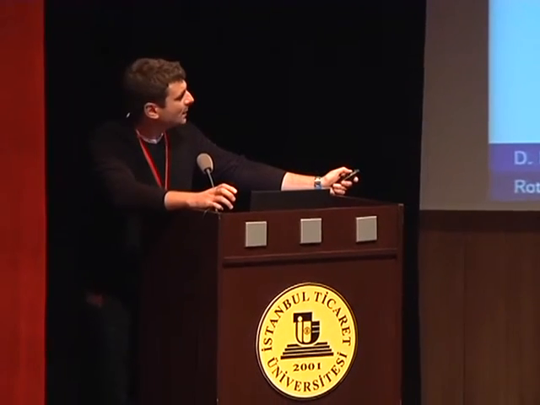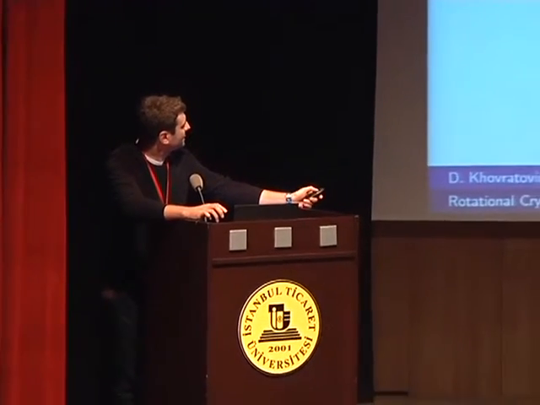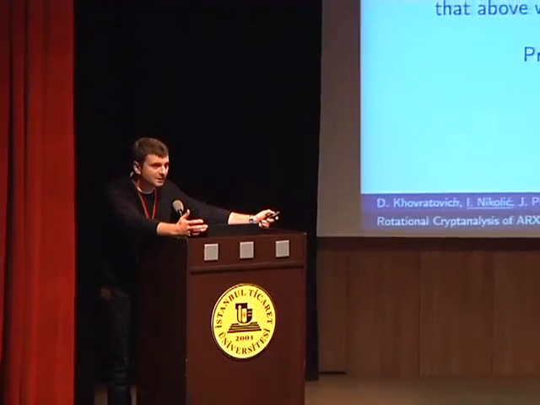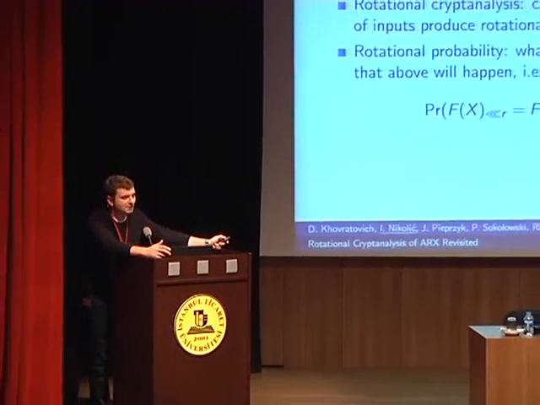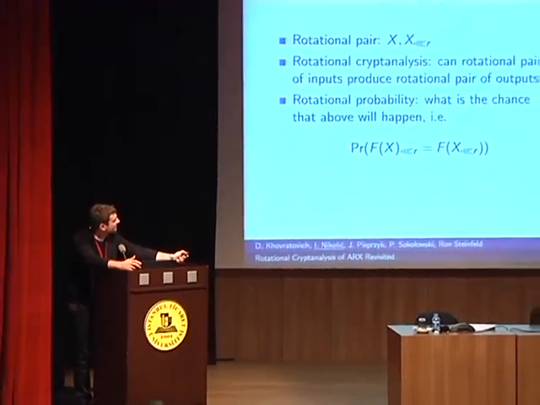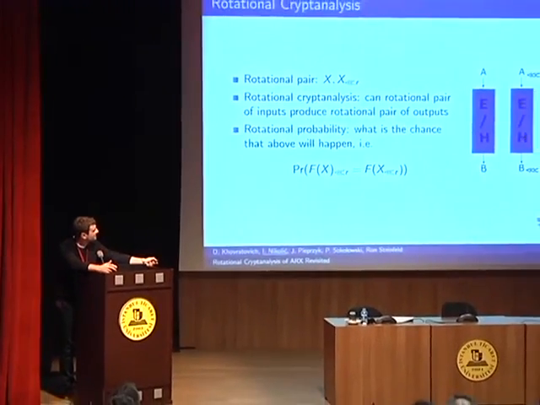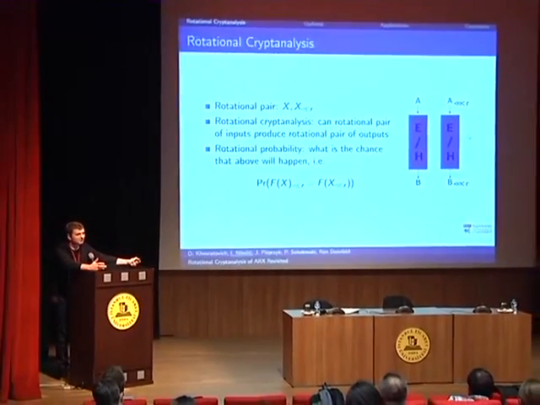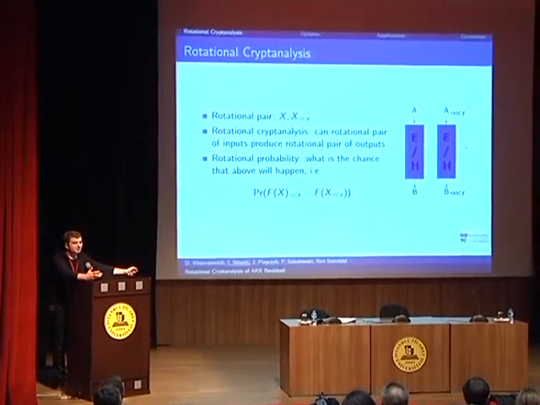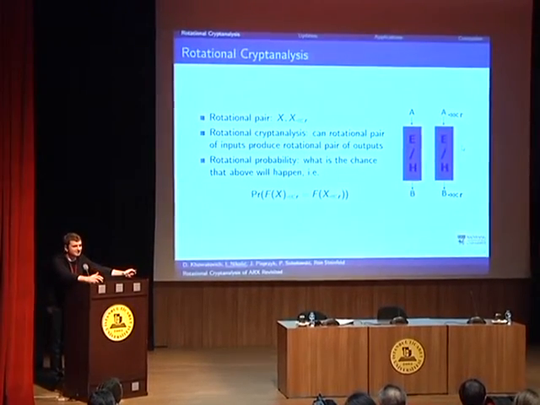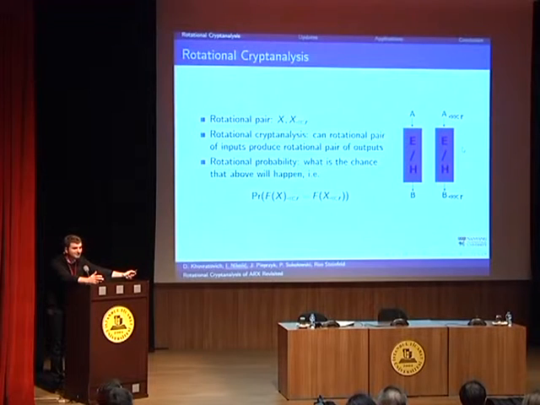So rotational cryptanalysis operates on something that's called a rotational pair of inputs. Basically, you take one state with all random inputs, and in the second state, you rotate all words of the first state by a certain fixed amount R. So rotational cryptanalysis asks the question, can a rotational pair of inputs produce a rotational pair of output? If I start with a rotational pair of inputs, can I also get this rotational property at the output? And rotational probability is the chance that this will happen. Okay, it's quite simple and trivial.